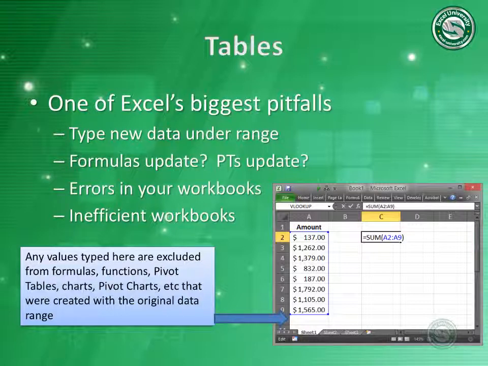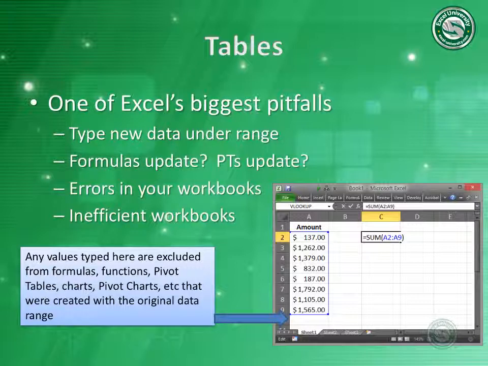In fact, anything in Excel that uses the original range does not automatically update itself to include the new data, including pivot tables, charts, or other formulas. And this is a huge problem for Excel users. It creates errors and inefficiencies. What do you mean, Jeff, errors and inefficiencies? Errors because the sum function doesn't include everything that it should, and that's an error. So we need to go update all worksheet formulas that reference that range, and that's inefficient.